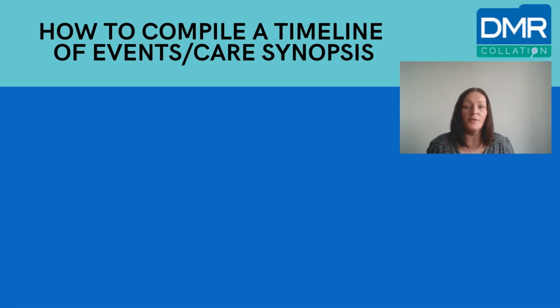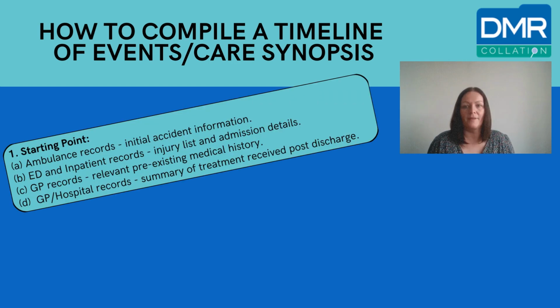Moving on, we are now going to look at how to compile a timeline of events. This can sometimes be a daunting task to complete, especially if the medical records you need to review are large and complex. However, our advice is to start with the ambulance records. This is to determine the initial accident information.